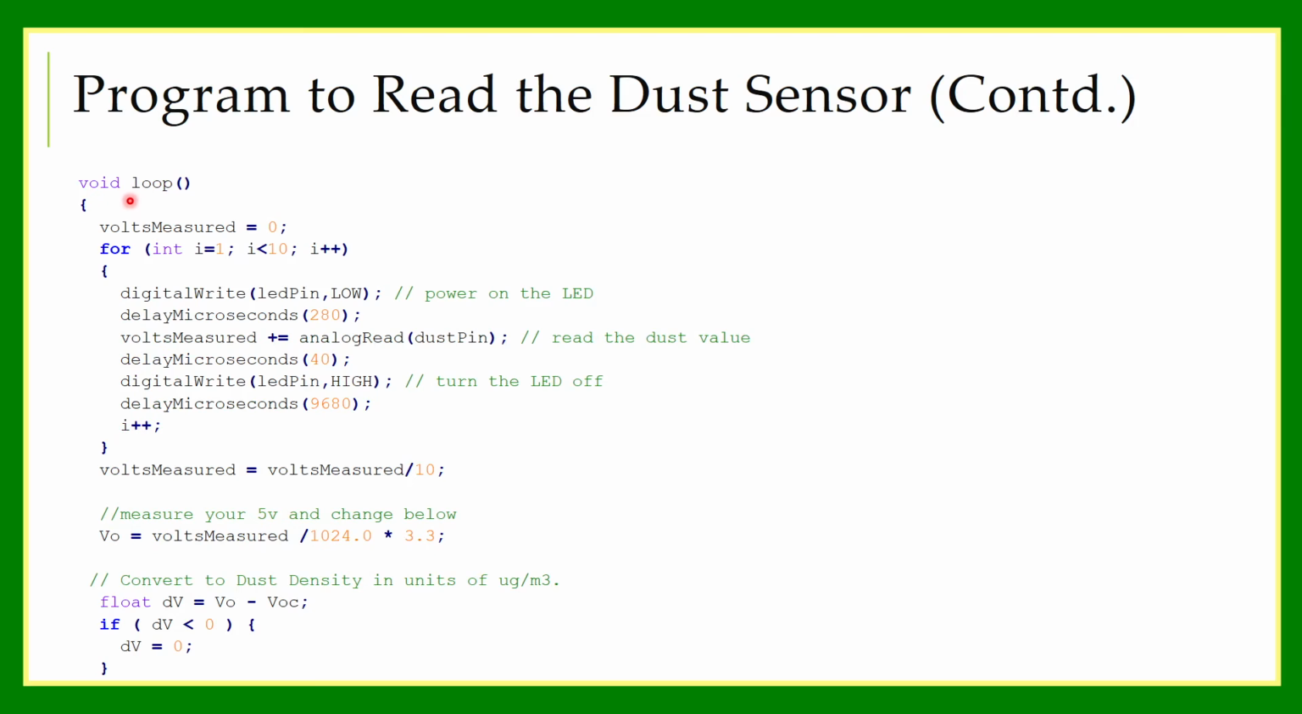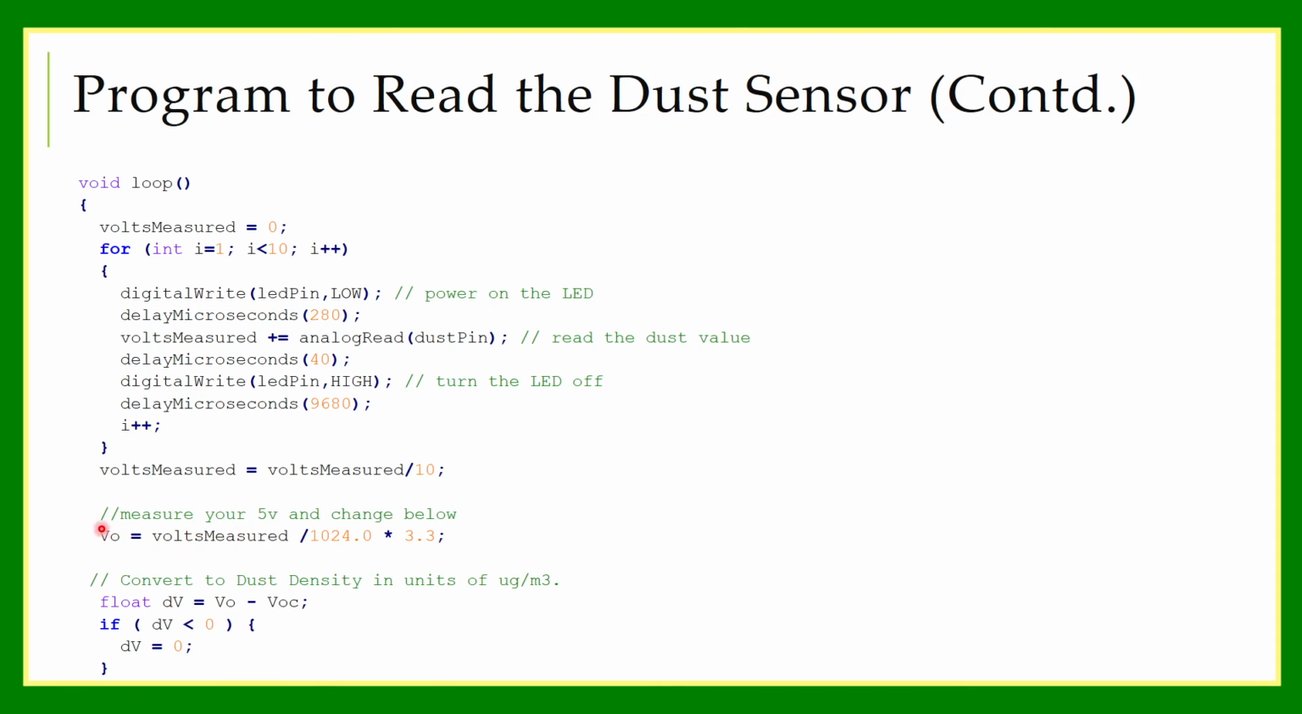Now here is the main loop. This is how the voltage is read. First we turn it on for 280 microseconds. During that time, we read the dust pin or the sensor pin, the analog voltage or the ADC voltage. Then I have written this little loop to average 10 readings. Now once I got the average value, I can find out the voltage by this linearized formula. This is the voltage that is converting this ADC value into volts.